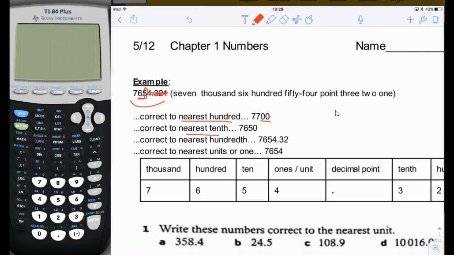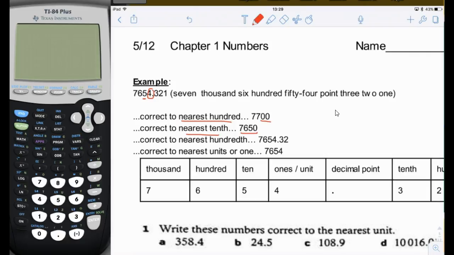Now what about correct to the nearest 10th? To correct to the nearest 10th, we're looking to keep the 5 here, and we might round it up to a 6 depending on the next number. The next number is a 4, so it's below 5, so we are not going to round the 5 up. We're going to keep the 5 as is, so it's going to be 7650.